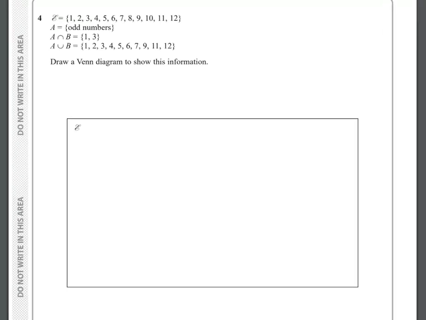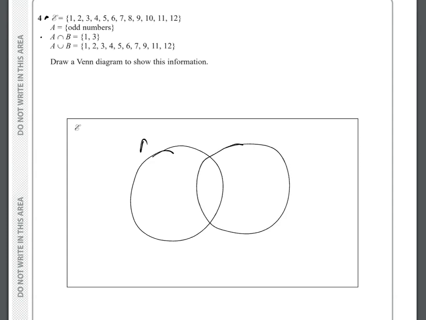Okay, Venn diagram. So we need to know some of this terminology. That little E there at the beginning, that's the universal set. A has all the odd numbers. A intersection, so that little n means intersection, the things that overlap. A union B, that's everything in A or B or both. So that's A, and that's B, and it tells us that the intersection is 1 and 3, so let's put those in.